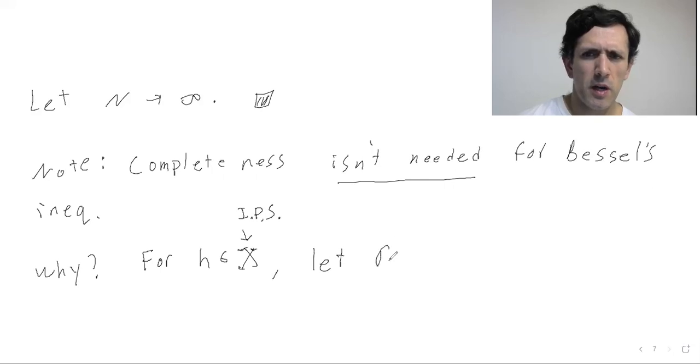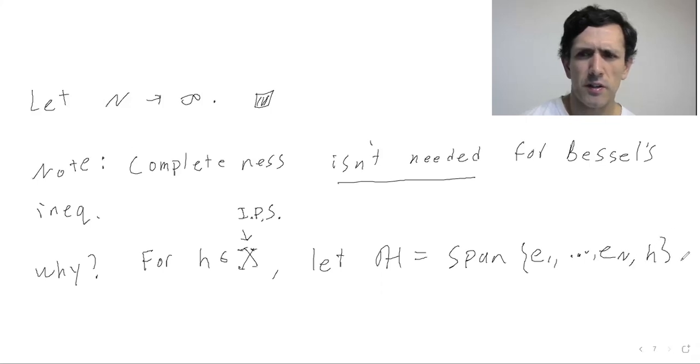Well, we can just cook up pretty trivially a Hilbert space, being just a span of the EJs and H. And let's just say M is, just as before, the span of the EJs.